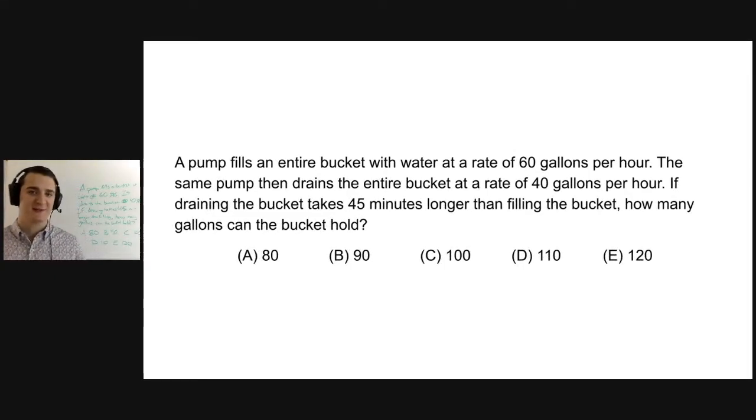Awesome. Hopefully you've had a second to work through that one. We'll go ahead and take a look at this together. If you haven't had a chance to work through it in its entirety, go ahead and pause at this point. But the question says, a pump fills an entire bucket with water at a rate of 60 gallons per hour. The same pump then drains the entire bucket at a rate of 40 gallons per hour. If draining the bucket takes 45 minutes longer than filling the bucket, how many gallons can the bucket hold?